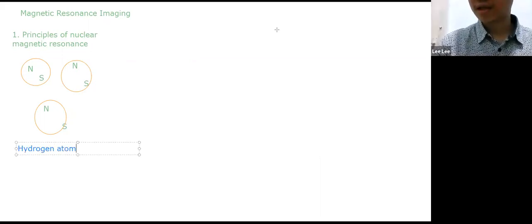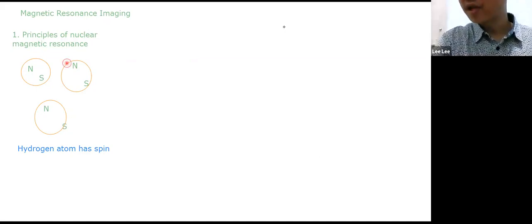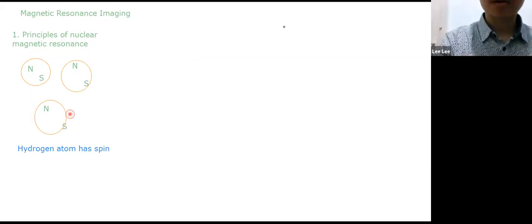Hydrogen atom has spin, right? So remember that term? The one that you look on the board right here, that's our hydrogen atoms, and it has a spin. This one is before the electromagnet is applied. So the spinner behaves like a tiny magnet.